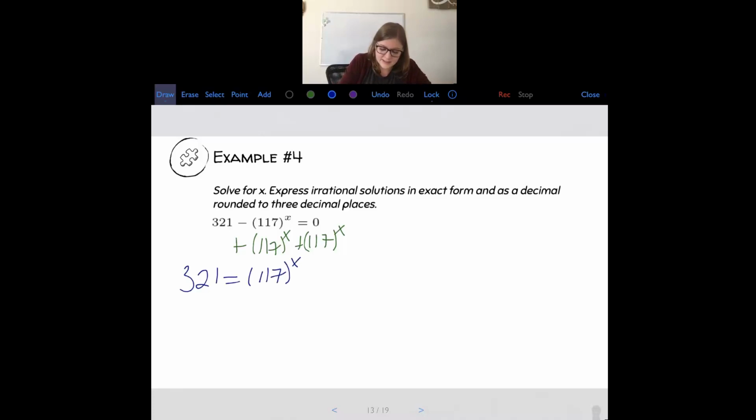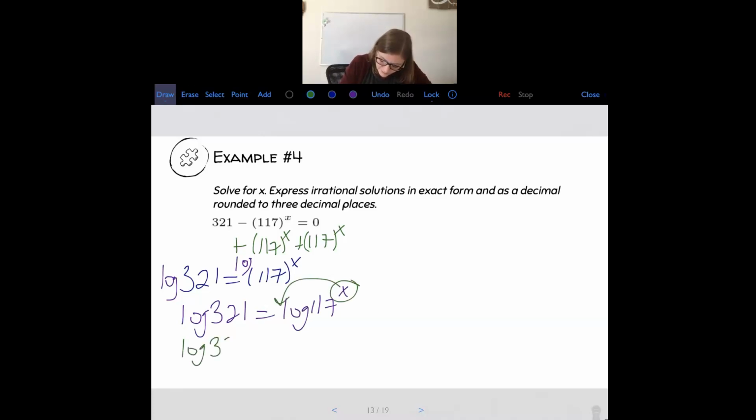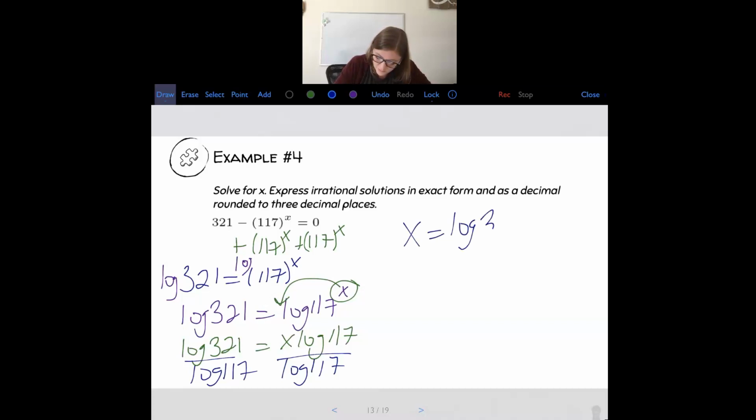Okay, so now I can take the log of both sides. So I have log 321 is equal to log 117 to the x. This power rule is coming in handy. x comes down in front. So we have log 321 is equal to x log 117. So to solve for x, we divide by log of 117 on both sides. And we get x is equal to log 321 over log 117.